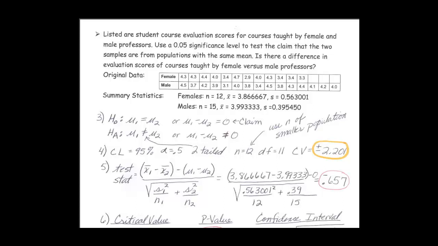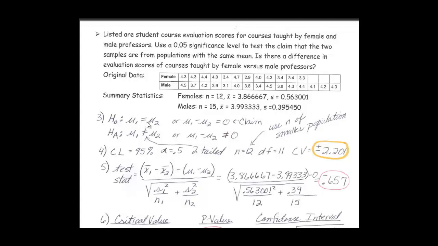Okay, I've done some of the background work here. I did the summary statistics, put all this information into StatCrunch and came up with a mean score for the female professors of 3.8 and so forth, and a standard deviation of 0.56 and so forth. The mean for the male professors was 3.99, and a standard deviation of 0.395 and so forth.